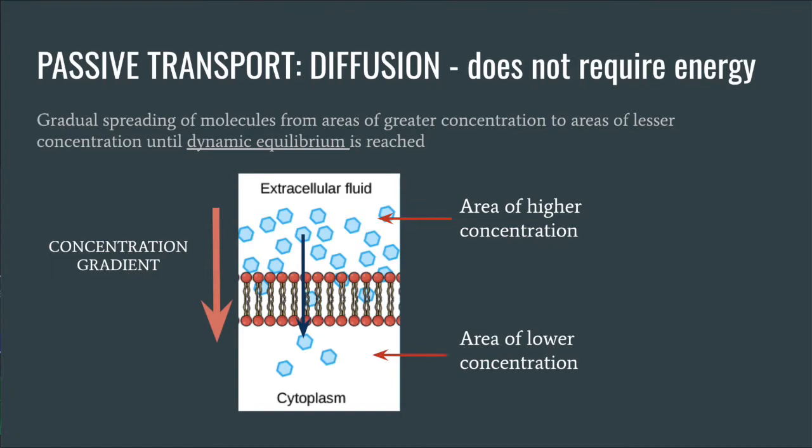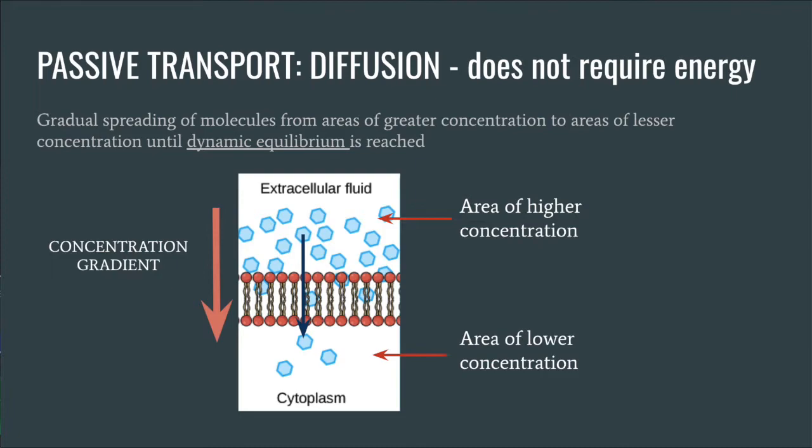I mentioned earlier that there are three main types of passive transport that we're going to be talking about: diffusion, osmosis, as well as facilitated diffusion. In today's lesson, we're only really concentrating on diffusion. Diffusion, again, since it's a form of passive transport, does not require any energy, and its definition is really just the gradual spreading of molecules from an area of greater concentration to an area of lesser concentration until that dynamic equilibrium is reached, until we have the same concentration of solutes on both sides of that cell.